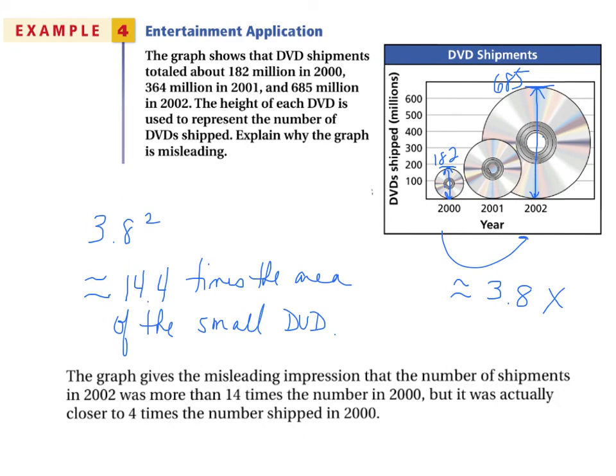Because it's making us seem that this area is about 14.5 times bigger than this one. But the graph actually indicates that it's actually only closer to about 4 times as great. So right here, the graph gives a misleading impression that the number of shipments was more than 14 times the number in 2000. But it was actually only about 4 times the number shipped in 2000.